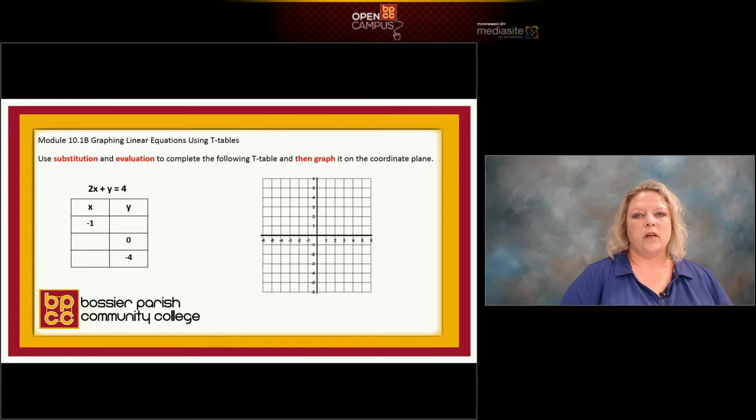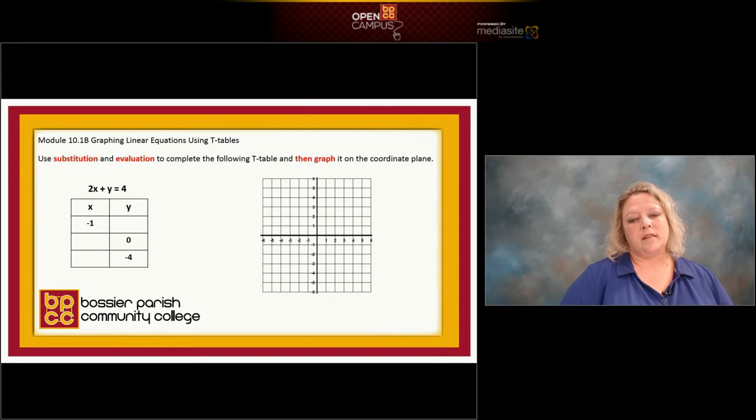So for instance, we're going to go to the board in a minute and we're going to work this problem out. So the first thing I'm going to do is take that -1. It says x is equal to -1. So I'm going to use substitution, and I'm going to substitute that -1 in place of x. And then I'm going to solve for whatever letter is left, which is y in this case.